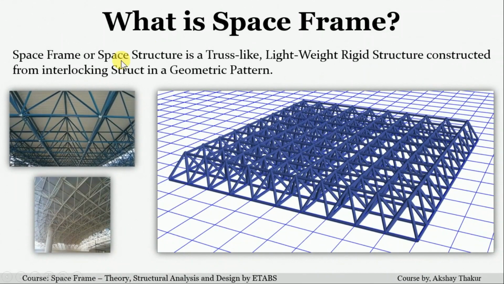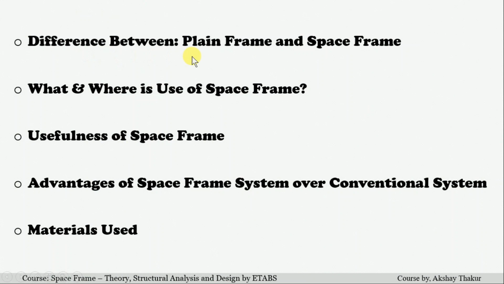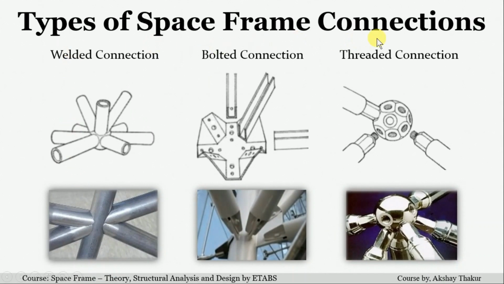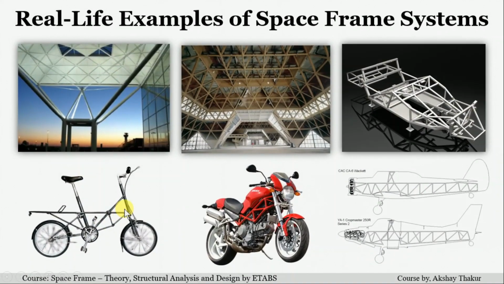First of all, in the course we'll see what exactly a space frame structure is, and after that the difference between the plane frame and the space frame, what and where the space frame is used, the usefulness of the space frame, its advantages over the conventional system, and the different materials used in the space frame structure. After that, we'll see the different types of space frame connections used for connecting the structural members. Then we'll see real life examples of the space frame in different engineering disciplines such as civil and structural engineering, automobile engineering, mechanical engineering and aeronautical engineering.